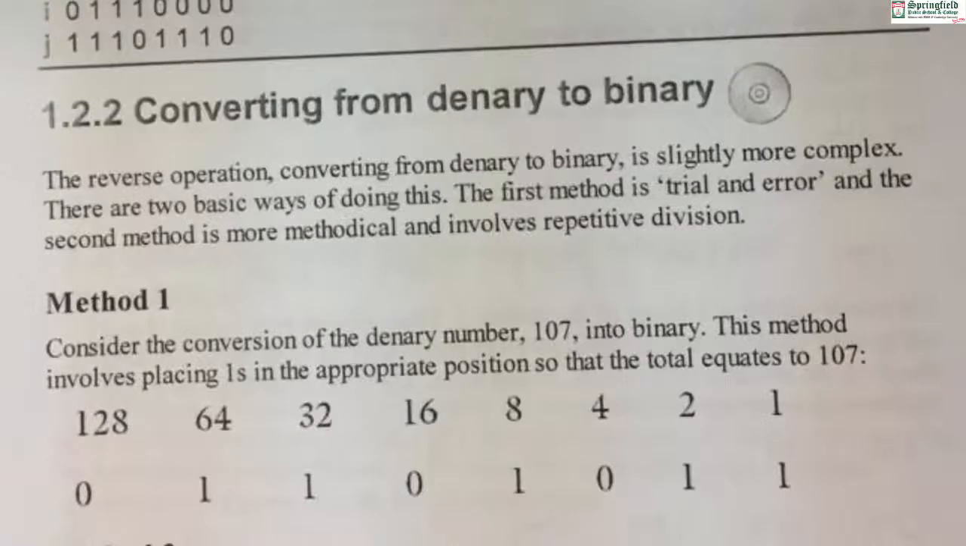Now the second is converting from denary to binary. So the reverse operation, operating from denary to binary, is slightly more complex, and there are two basic ways of doing this. The first method is trial and error, and the second method is more methodological and involves repetitive division. So just watch the video of conversion from denary to binary.